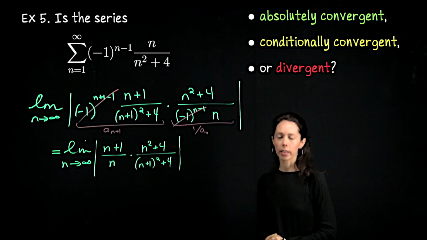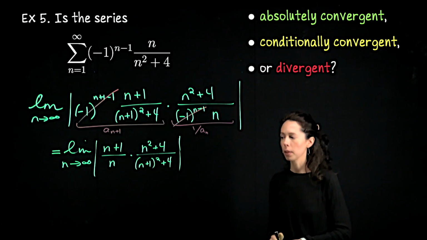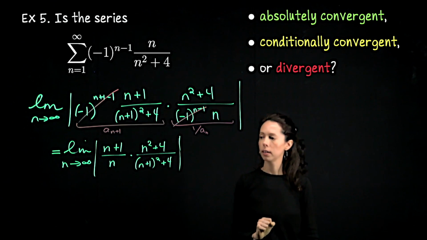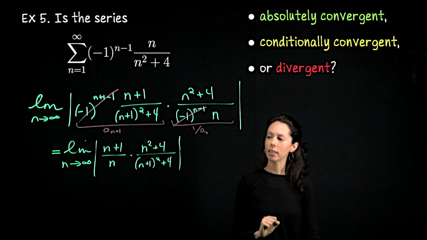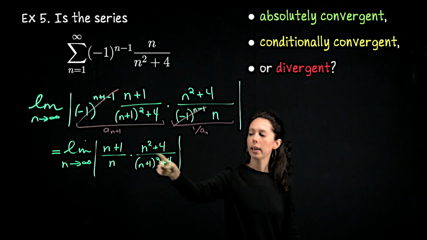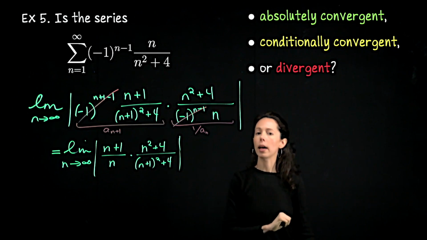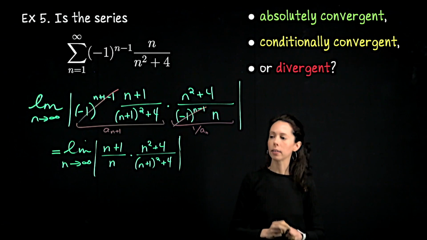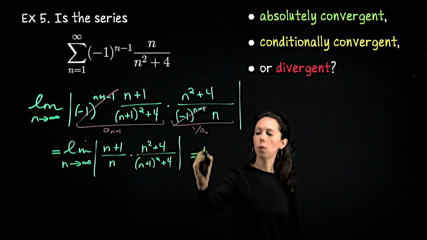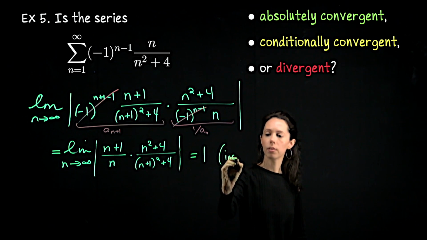Both of these are rational expressions, and both of them have the same highest power in the numerator and denominator. So we have n and n in the first expression, and then in the second expression, we have n squared, and if I expand this, n squared. This goes to 1, this goes to 1. The coefficients here are all 1. So overall, this product goes to 1, which is inconclusive.